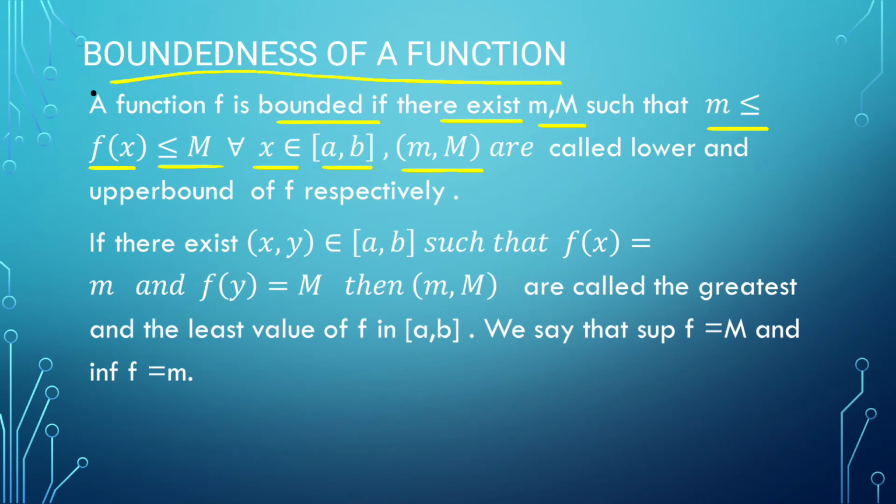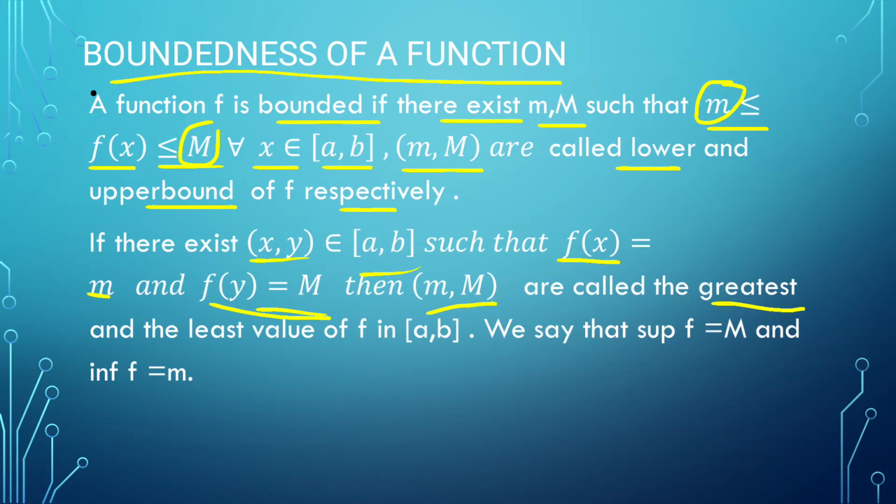So the small m and the capital M are called the lower and upper bounds of f respectively. The upper part of the function is bounded by capital M, and the lower part is bounded by small m. If there exist x and y in the closed interval [a, b] such that f(x) is equal to small m and f(y) is equal to capital M, then small m and capital M are called the least value and the greatest value in the closed interval.